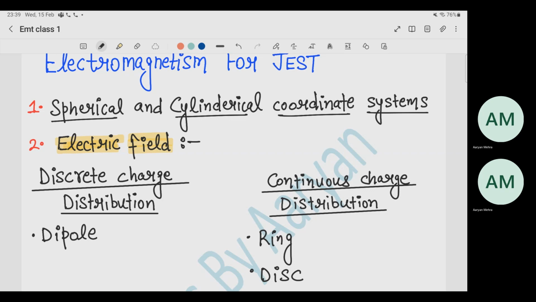I have made an entire video on this, which is available on the YouTube channel. Please go and watch that video first before you continue with electromagnetism. Okay, so watch that video first. That will be very much beneficial. Now, let's assume that you know the spherical and cylindrical coordinate systems.